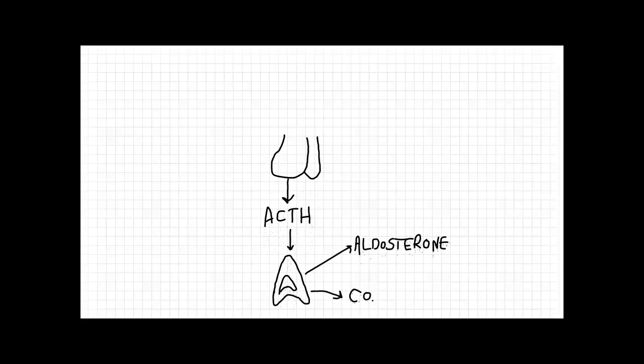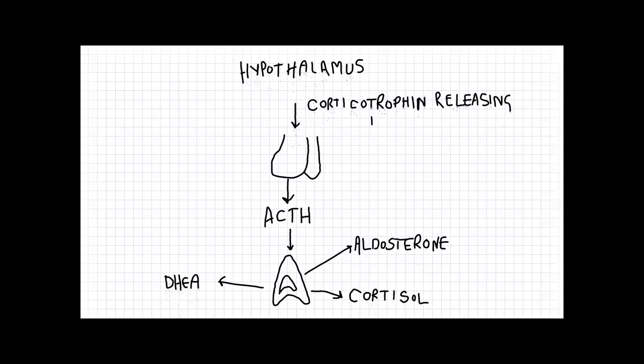On top of their individual inducers of hormone production, all three of the cortex hormones are produced in response to adrenocorticotropic hormone, ACTH. ACTH is produced by the anterior pituitary gland. Its production is in turn stimulated by corticotrophin-releasing hormone, CRH, produced by the hypothalamus.